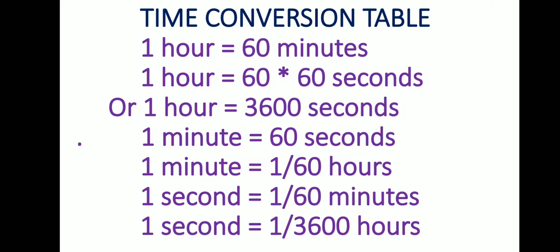Now let us learn about time conversion table. 1 hour is equal to 60 minutes. 1 hour is equal to 60 into 60 seconds, or we can directly write 3600 seconds. 1 hour is equal to 3600 seconds. 1 minute is equal to 60 seconds. 1 minute is equal to 1 by 60 hours. 1 second is equal to 1 by 60 minutes. 1 second is equal to 1 by 3600 hours.